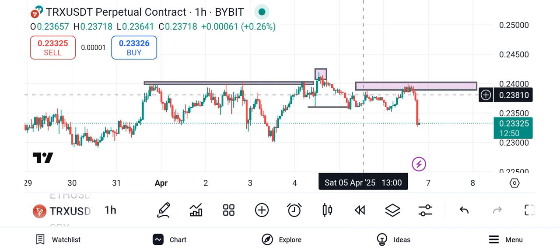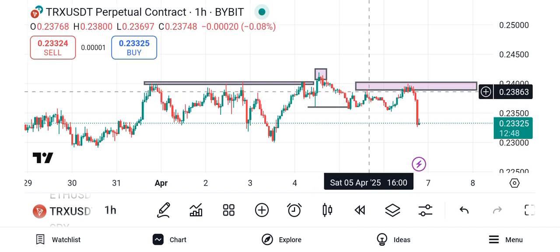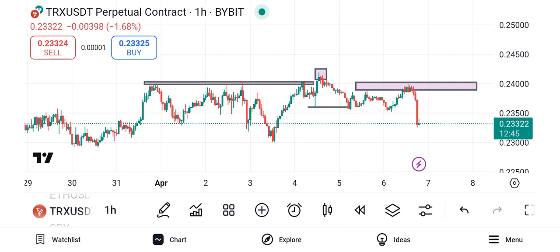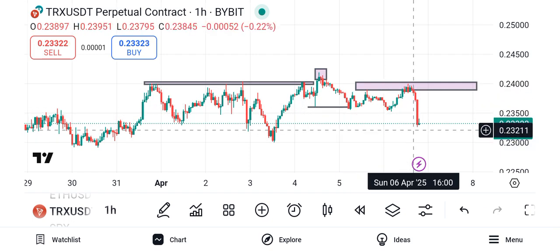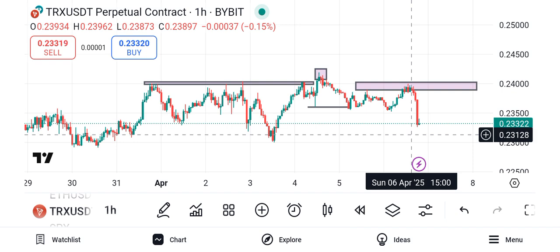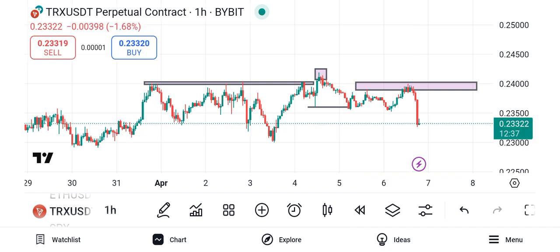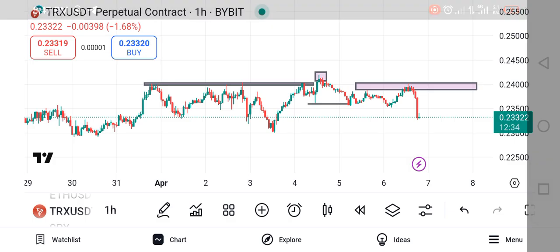Sometimes it will retrace a little upward and then it what? It tanks. Now this is the distribution. You can see the distribution. I'm on this trade currently, in massive profit. Let me show you guys.